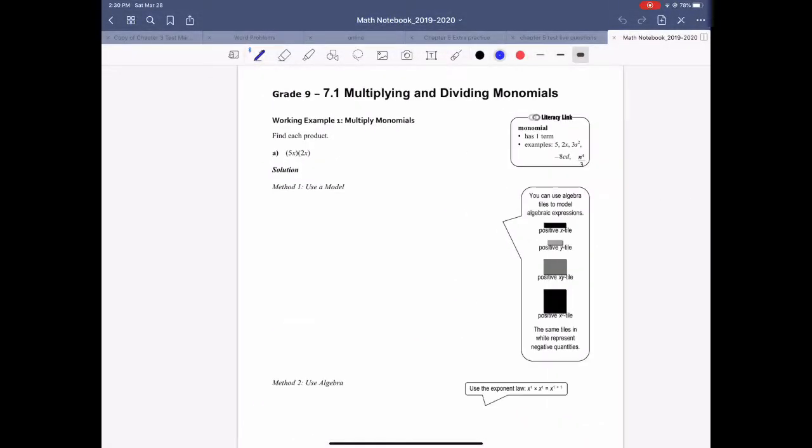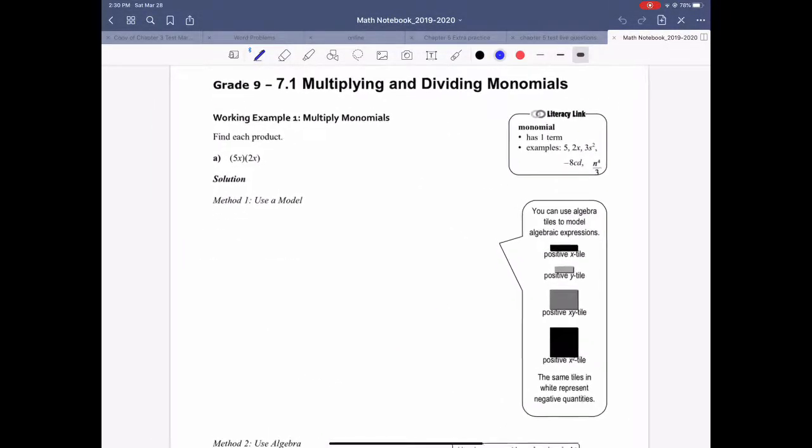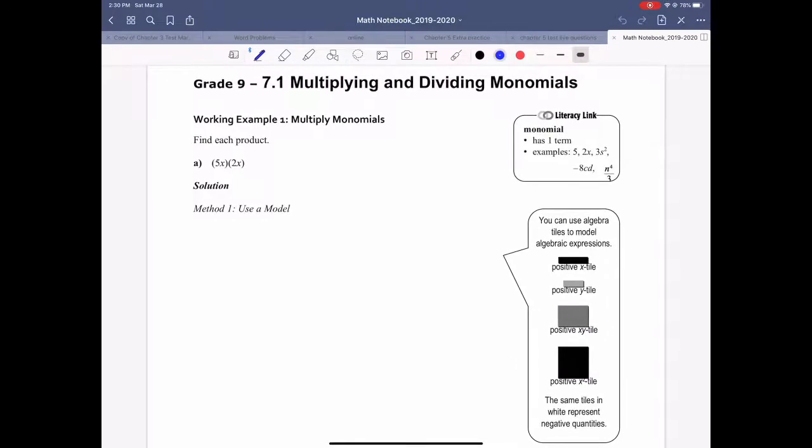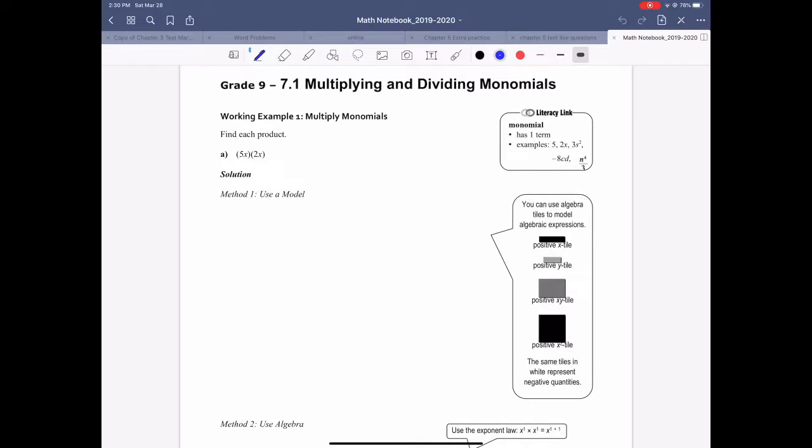Okay guys, so now we're gonna learn 7.1. We're going to start chapter 7 now. Dividing and multiplying monomials. If you remember what monomials means, mono means one, and nomial means term, so it's a one-term polynomial. So 5x is a monomial, 2x is a monomial.